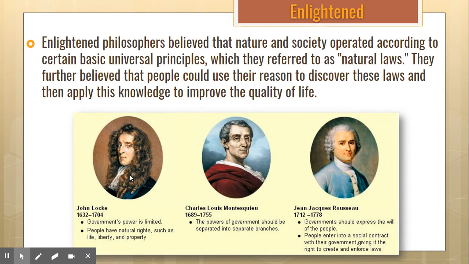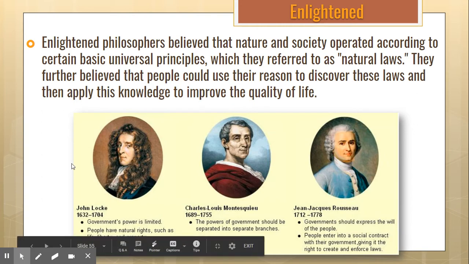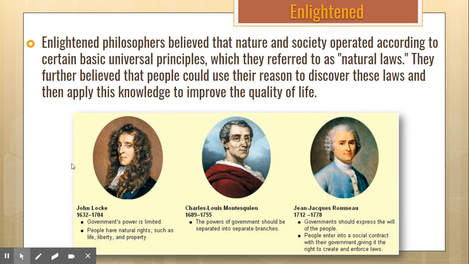So again, John Locke, we've talked about him already. He believed that government's power is limited, and people have natural rights, such as these are the things that everybody has: the right to life, liberty, and property. And then Montesquieu was also a Frenchman, and he believed that the powers of government should be separated into different branches, just like the United States has. So the United States has the three branches of government.